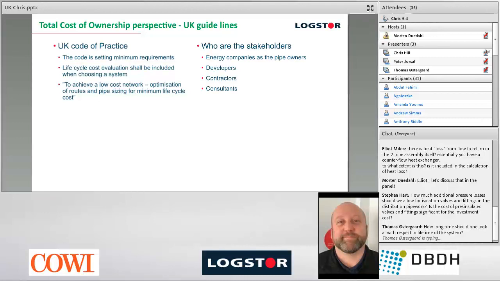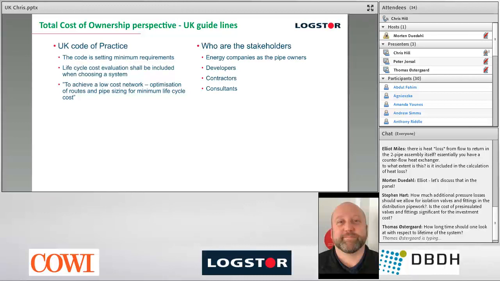In the UK, when discussing total cost of ownership and guidelines, a document was produced in 2015 by consultation with various organisations, headed by CIBSE, the Chartered Institution of Building Services Engineers, and this is called the Code of Practice. This is a guide to setting minimum standards in heat networks. Included within this document is life cycle cost evaluation, and in the code, Objective 3.6 states that to achieve a low-cost network, optimisation of routes and pipe sizing for minimum life cycle costs should be considered.